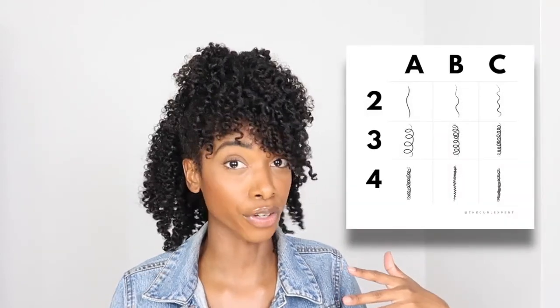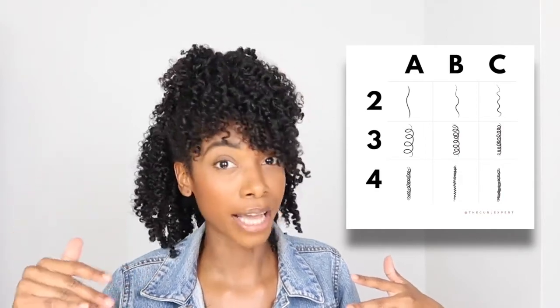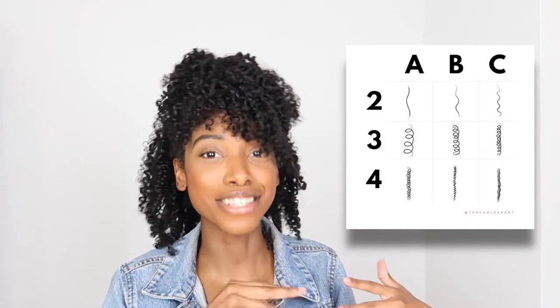So when we're talking about curl pattern, we're looking at the shape of your curls and the size of your curls. Curl pattern ranges in type 2, which is your wavy curls. Type 3, that's your curly hair, so they're more defined. And then type 4, where you get tightly curled or kinky hair. Now, this can then be narrowed down into A, B, and C. And it's narrowed down by looking at the size of your curl. A being the wider diameter or the larger curl, B being the medium diameter or the medium curl, and then C being your smaller diameter and your tightest curls.